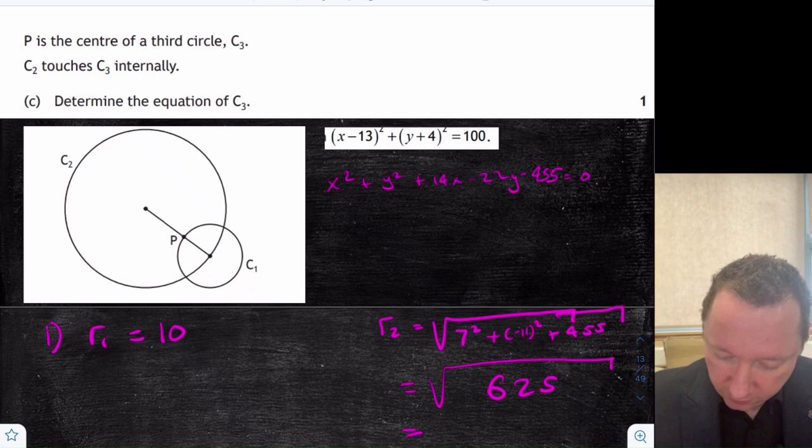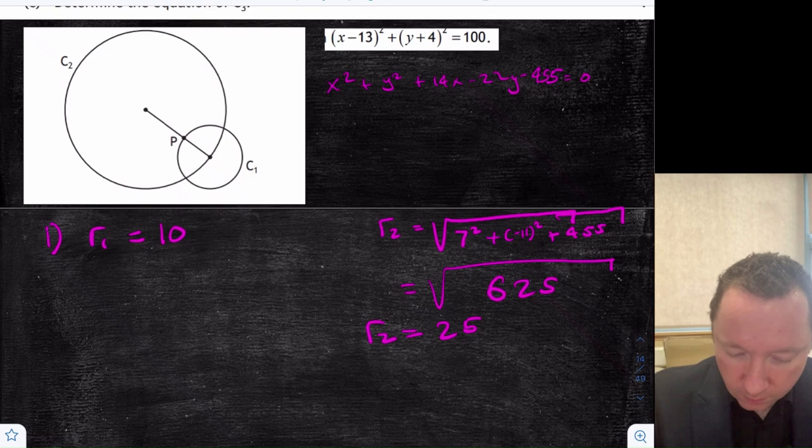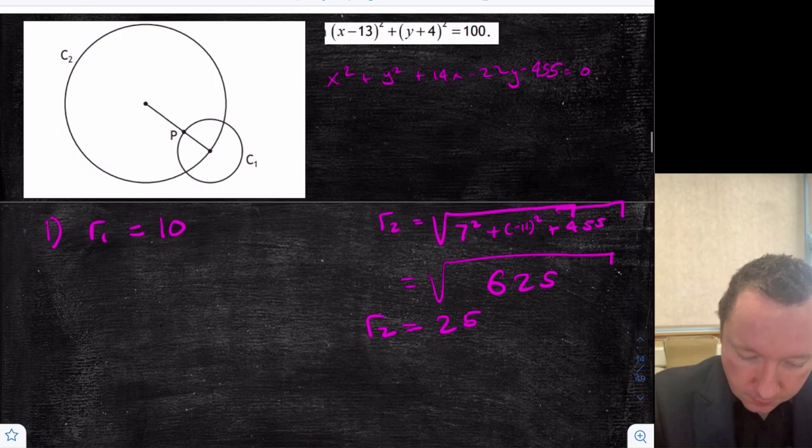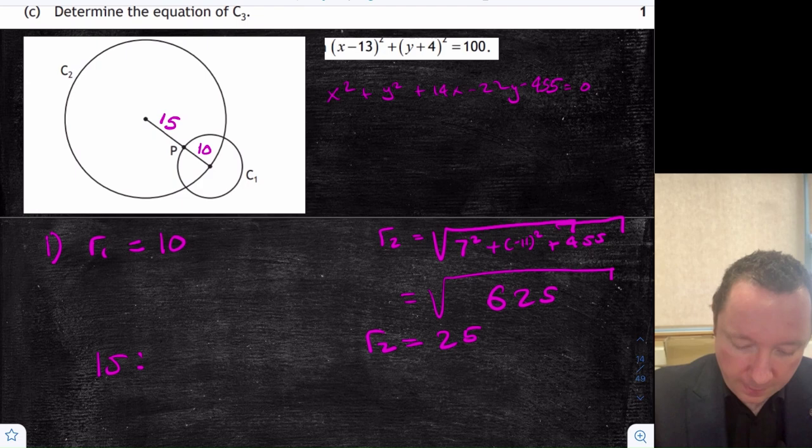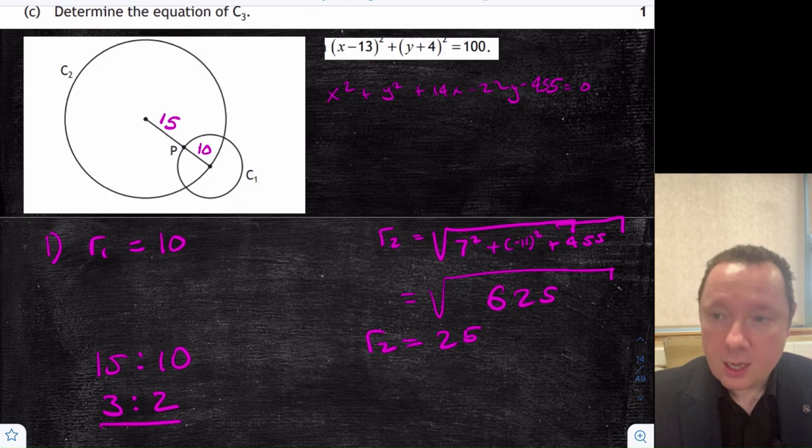So we've got our two radii. We know this radius here from C1 to P is 10. We know the radius from here all the way over to here is 25, so the rest must be 15, because 15 and 10 make 25. So the ratio in which P is dividing the line is simply 15 to 10, which we can simplify to 3 to 2. And we're done there.